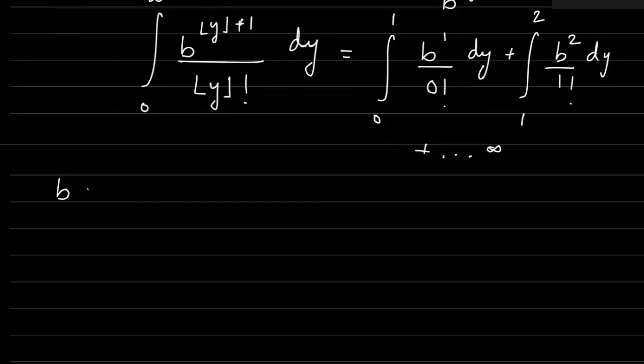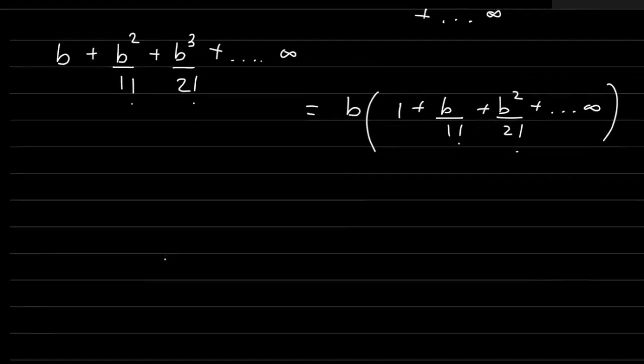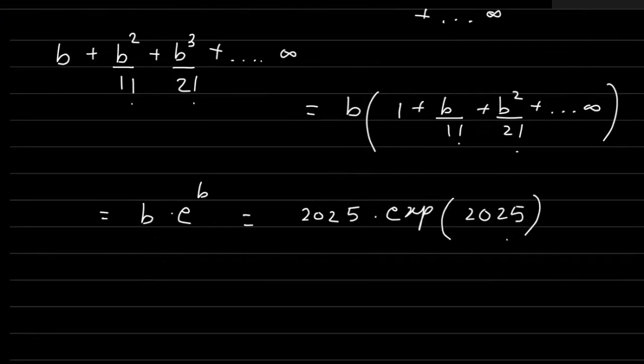So what will you get? You'll get b plus b square by 1 factorial plus b cube by 2 factorial till infinity. Okay, which will simplify if you take b common: 1 plus b by 1 factorial plus b square by 2 factorial. I think you know what this is. This is nothing but e to the power b. And you know that b was 2025. So the answer will be this. It was a good question, indeed.